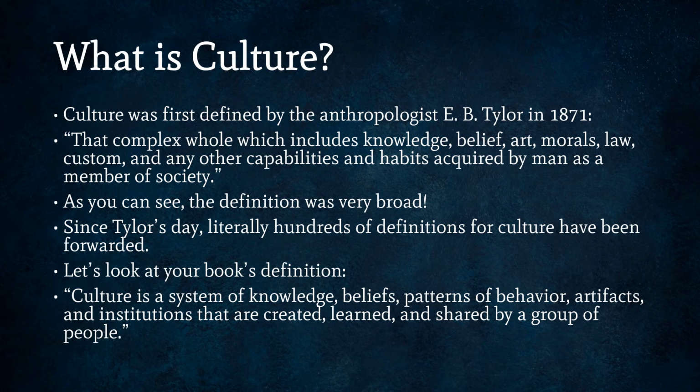One of our textbooks, which might not be the one you're using this semester, defines culture as a system of knowledge, beliefs, patterns of behavior, artifacts, and institutions that are created, learned, and shared by a group of people. This includes a lot of the features. It includes material remains as well, which is nice. Oftentimes we're talking about knowledge and behavior and relationships, not necessarily the tangible aspects of culture, but it's good to include those too. As you can see, it's hard to include everything in one definition because there are so many different aspects of culture.